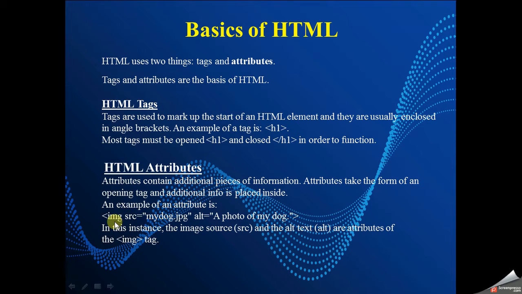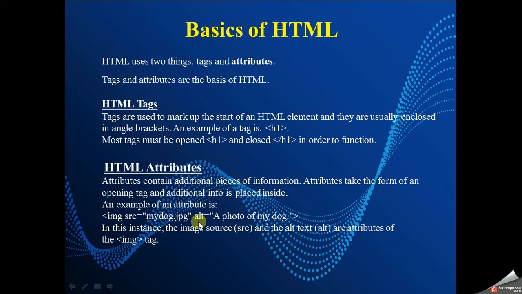Now suppose you want to insert an image in any web page. To insert an image, what will you do? You have to give some location where your image is stored. You will give the location where your image is stored and the name of your image. Okay, so src is an attribute, showing that the image name is mydog.jpg. So img is the image tag and src is the attribute. This is giving some additional piece of information to the image tag. Basically src is telling the image tag that this is the name of the image.